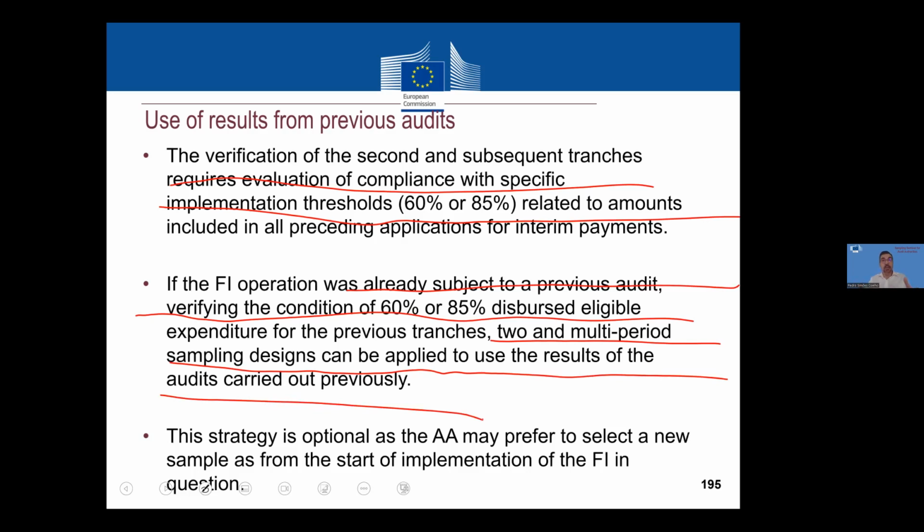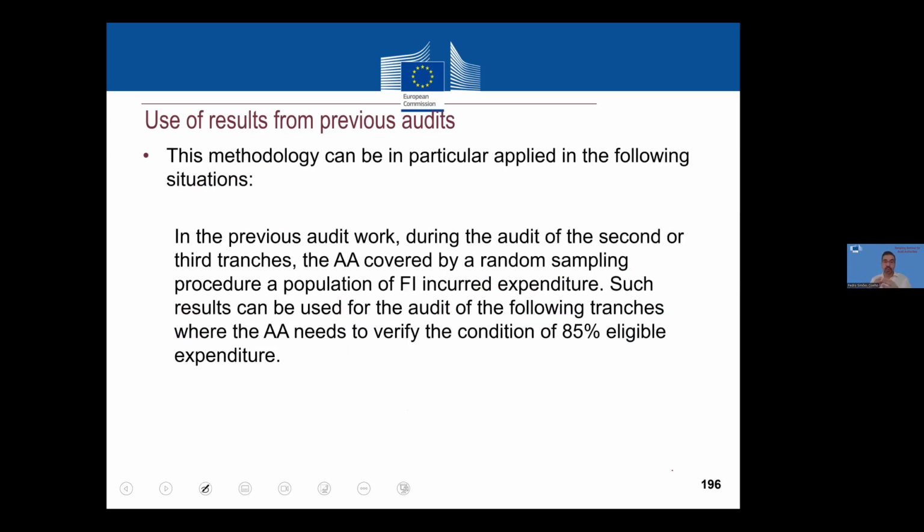So this means that you may decide at a certain moment to audit only the additional incurred expenditure and profit from the audit that you have already done, but this strategy is absolutely optional, and you may prefer to select a completely new sample that covers the incurred expenditure from the start of the implementation of the financial instrument. It's absolutely optional. It's whatever you prefer.